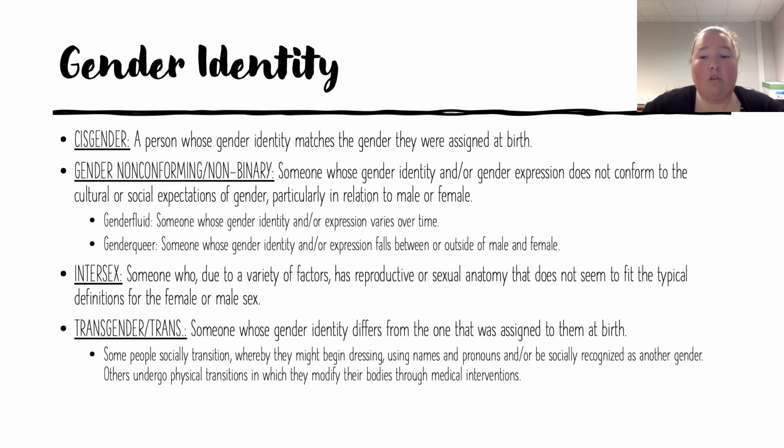Some people may socially transition, where they use names, pronouns, and clothing that aligns with their gender identity, and others can physically transition so that their voice, body hair, and physical appearance will more closely align with their gender identity. So if an individual was born male, but their gender identity is female, they may just start dressing more feminine so that others see them as female, or they may actually get surgeries in order to help them physically transition into that gender identity.